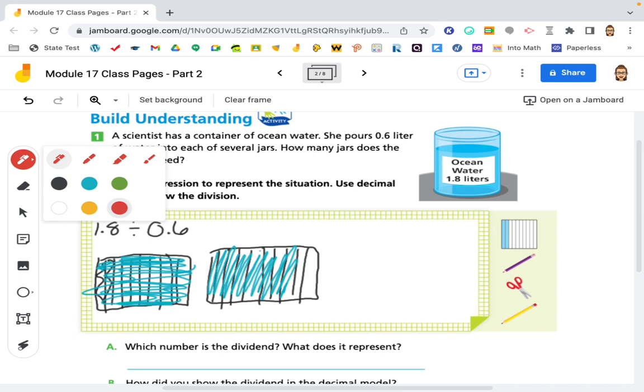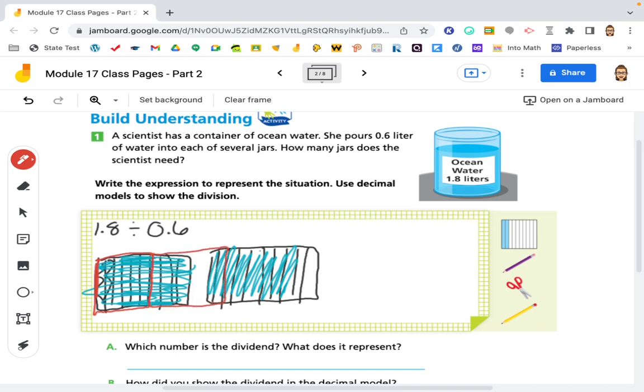Then we're going to divide it into groups of 6/10. So here you have 1, 2, 3, 4, 5, 6 is one group. 1, 2, 3, 4, 2 groups. And 3. So that means we have 3 groups. So you have 1, 2, 3.